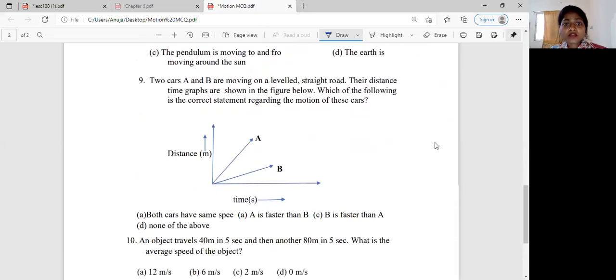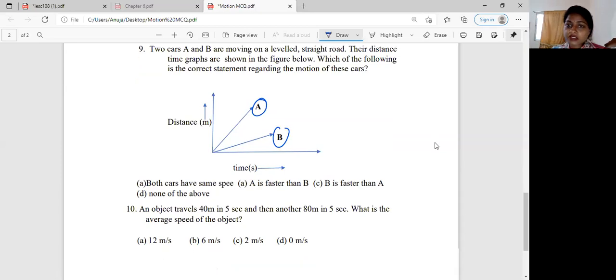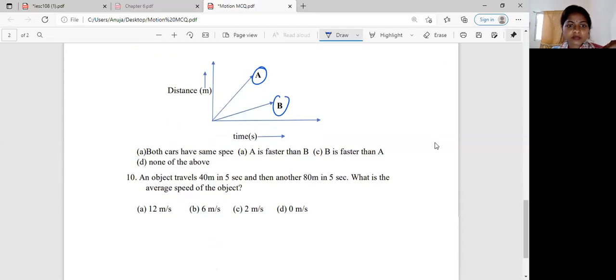Next one: two cars A and B are moving on a level straight road. The distance time graphs are shown in the figure. So two cars A and B are moving, and their distance time graph is given here. They are asking for the correct statement. Let's see the statements. The first statement is both cars have the same speed. Okay, D is missing here.